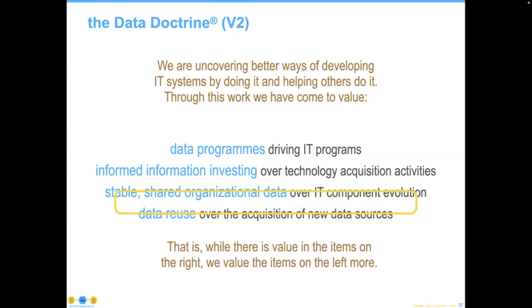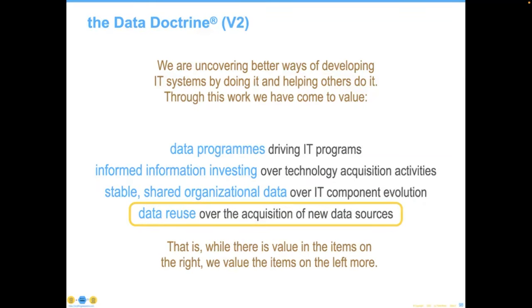And finally, the last one is that we have data reuse over the acquisition of new data sources. I've already given you the statistic that 80% of the data in your organizations is redundant, obsolete, or trivial. But at the same time, if we can reuse data, that would work.